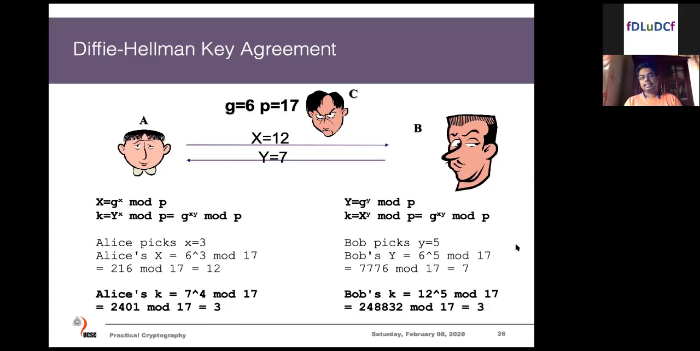Similarly on the other side, Bob has to calculate the public key of Alice, that is 12, to the power of his private key. The private key is 5, modulo 17. So when you do 12 to the power of 5, it's actually 248,832. And when you do modulo 17, you will see it ends up with 3. Actually, this one is not 4, it's 3. It's some type of mistake on the slide. Right. So we can show that.